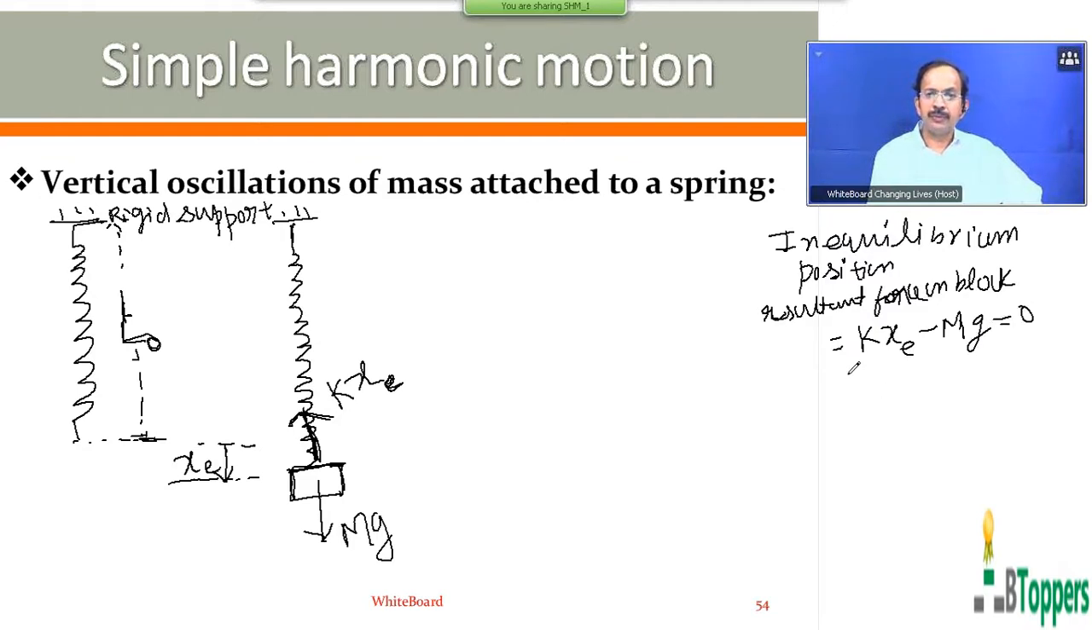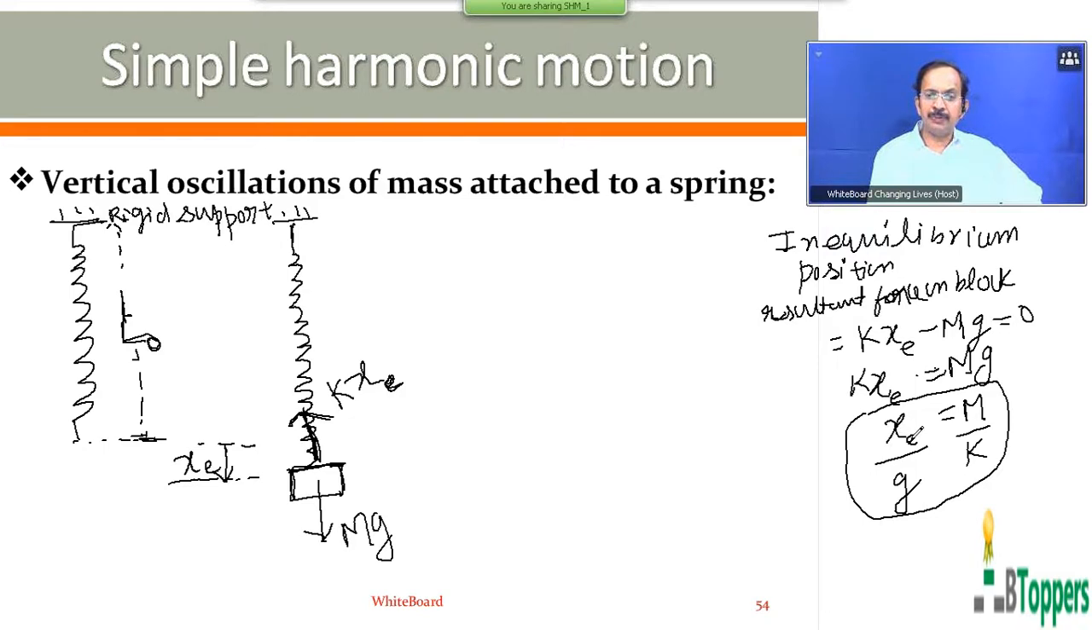That is zero. That means k into xe equals m into g, or m by k can be written as xe by g. So the ratio m by k can be written as xe by g. Here xe represents the elongation of the spring from its natural length. That means the length of the spring in the equilibrium position of the mass is L0 plus xe.